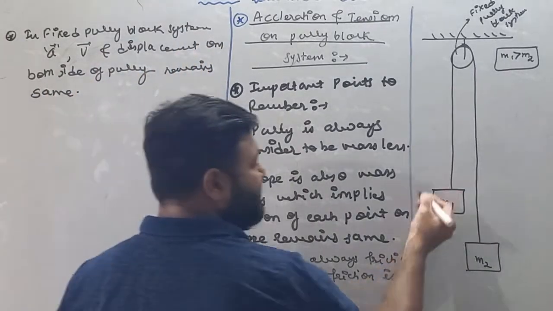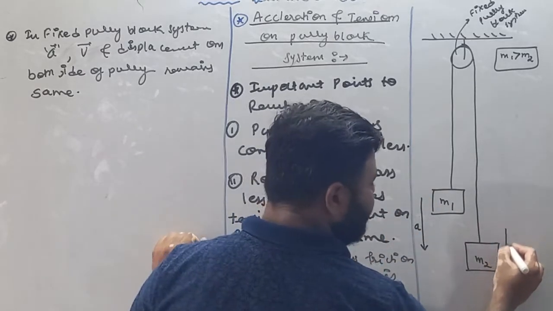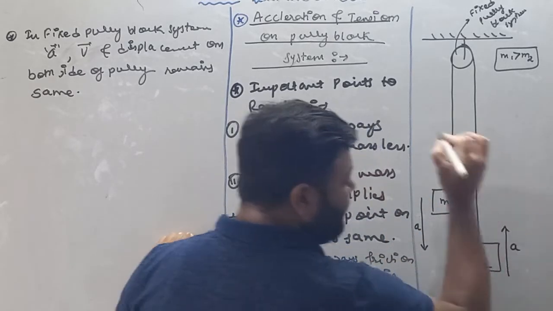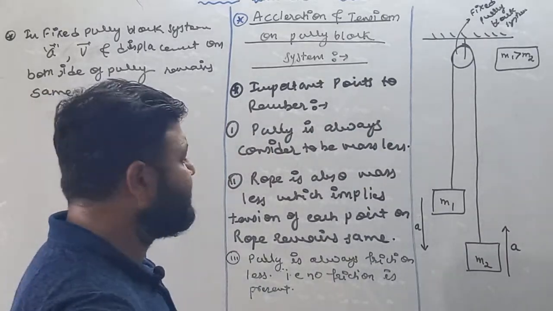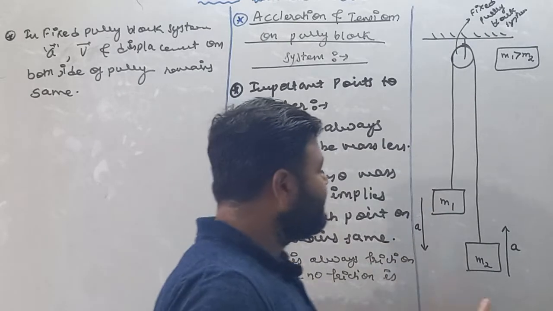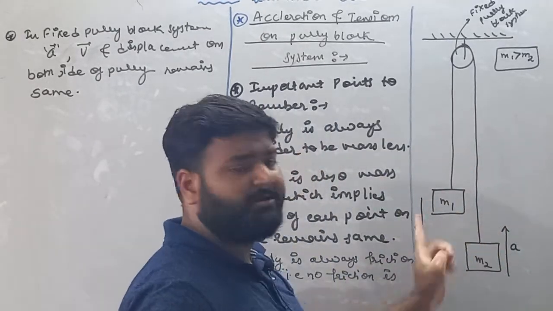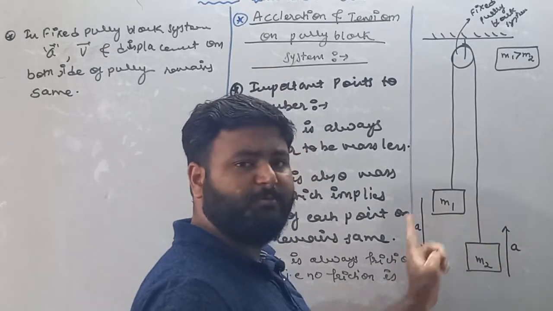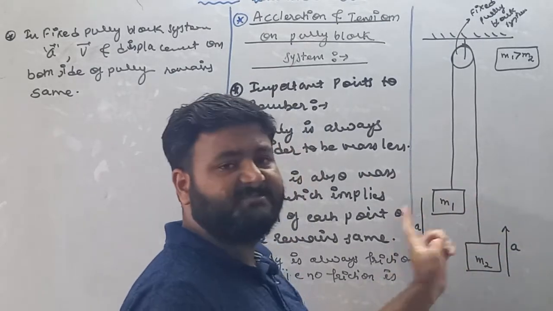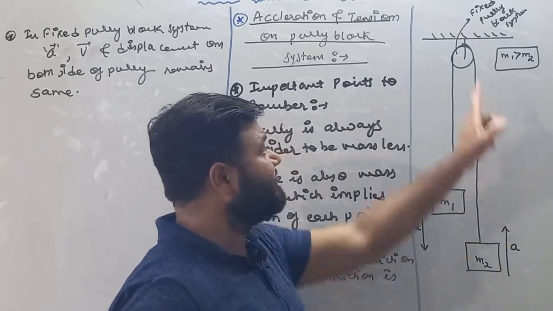So if this mass is moving down with acceleration A, then this mass must move with the same acceleration, but the direction of acceleration, it is obvious that if this mass is moving down, then this mass moves up. The thing is, acceleration on both sides, velocity on both sides and displacement on both sides of the pulley remain the same. Remember, if the pulley is a fixed pulley.